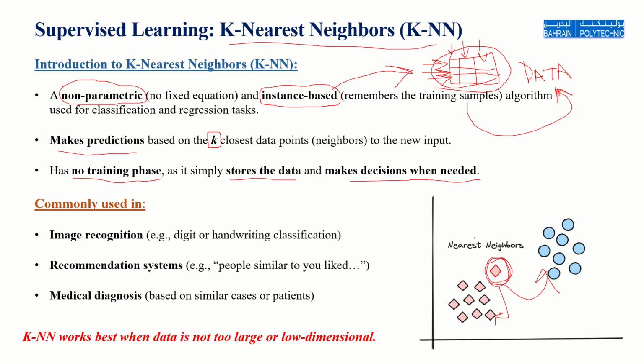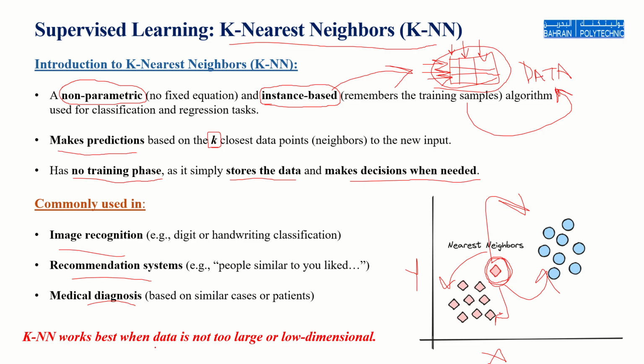Say I have data points, and I put all of them on the x and y axis, and I want to determine whether this point will fall into the blue class or the red class. Overall, I can use KNN for image recognition, recommender systems, and medical diagnosis. You would have already seen handwriting classification, and on Temu, Amazon and others, 'similar people liked this' many times, and also medical diagnosis.